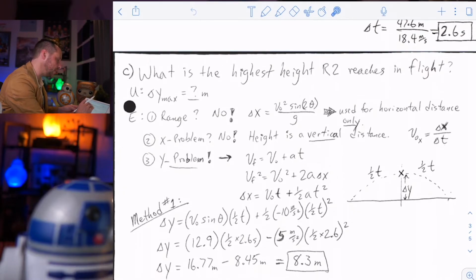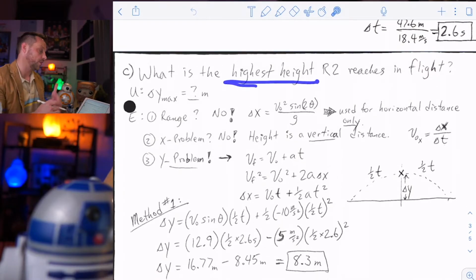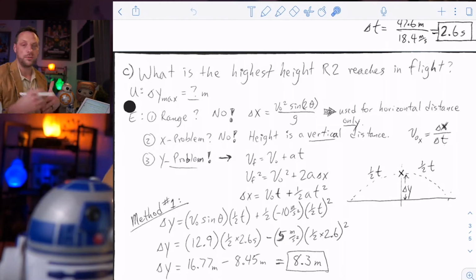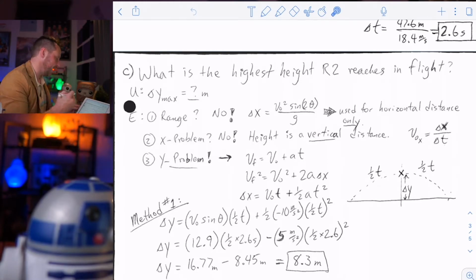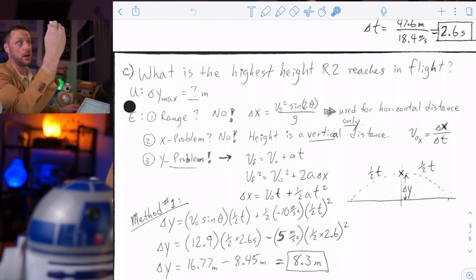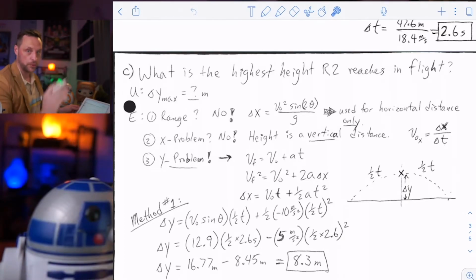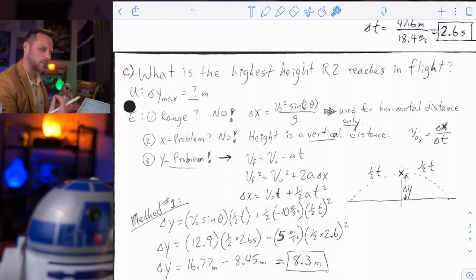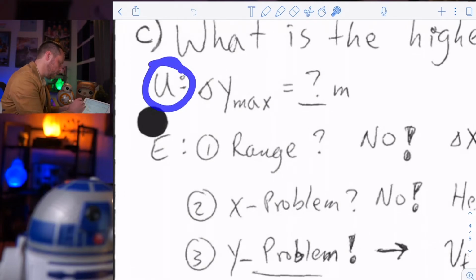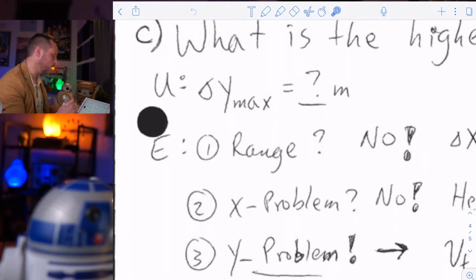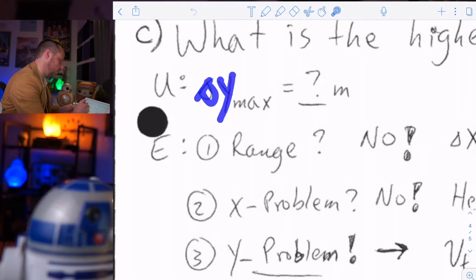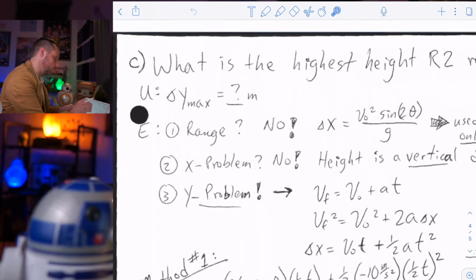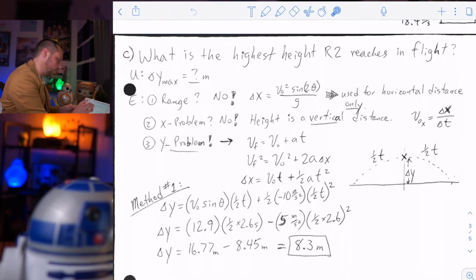Now, part C is going to be, what is the highest height that R2 reaches in flight? And height is a change in y. We use y for the vertical, a vertical displacement. Now, what is the maximum vertical displacement? So the way I'm going to write that in a symbol is I'm going to say my new unknown, U for unknown, is delta y max. All right, my maximum vertical displacement.